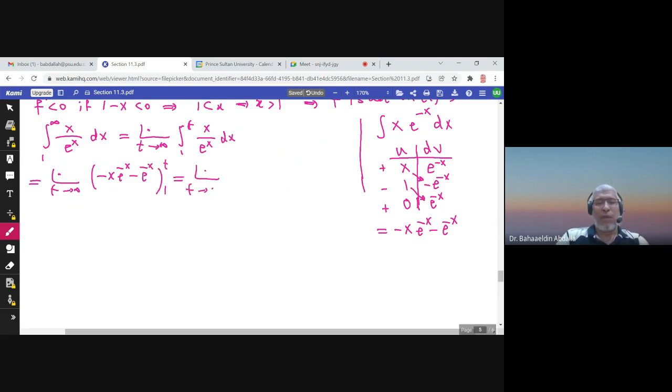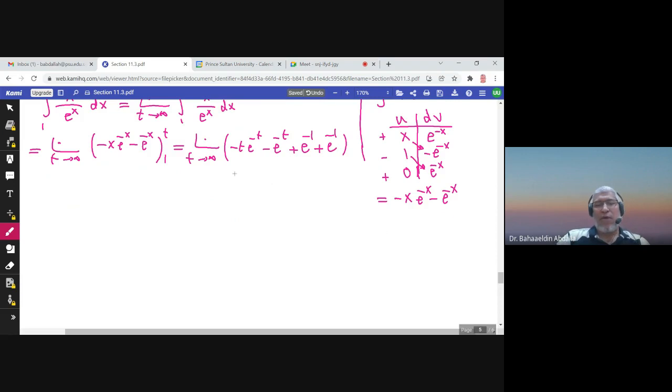All right. So this is negative t e to the power negative t, negative e to the power negative t, minus, and there is a minus here, so it would be plus 1 e to the power negative 1, minus, and there is a minus here, so it would be plus e to the power negative 1. Now, if I replace t by infinity, e to the power negative infinity is 0, because this is the graph of e.